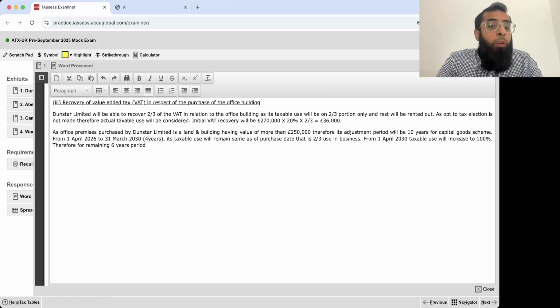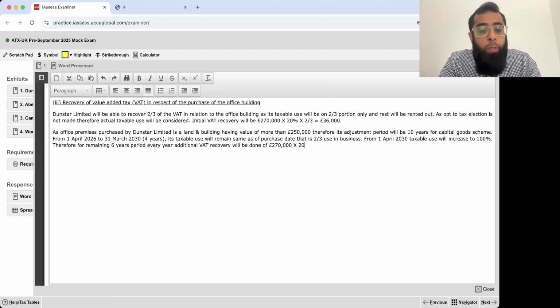Okay, therefore, for the remaining 6 years period, every year additional VAT recovery will be done of how much? 270,000 into 20%, that was the total VAT. You have already recovered the 2/3 portion. So now every year you will be recovering additional 1/3 portion into 1 divided by 3 divided by 10 years, because the total adjustment period is 10 years.